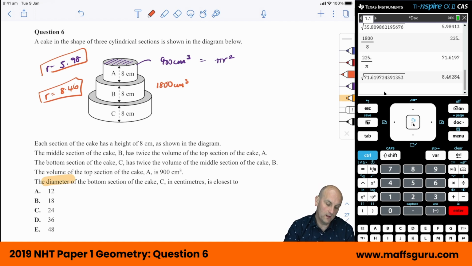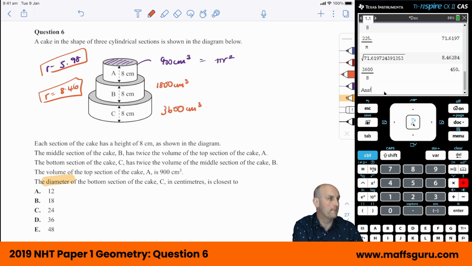So what do we know now? The bottom section of the cake C has twice the volume of the middle section. So 1,800 doubled is going to be 3,600 centimeters cubed. And now we can find the radius, which will then help me find the diameter. So let's do that then. 3,600, I'm going to divide that by 8, divide that by pi, and then square root my answer.